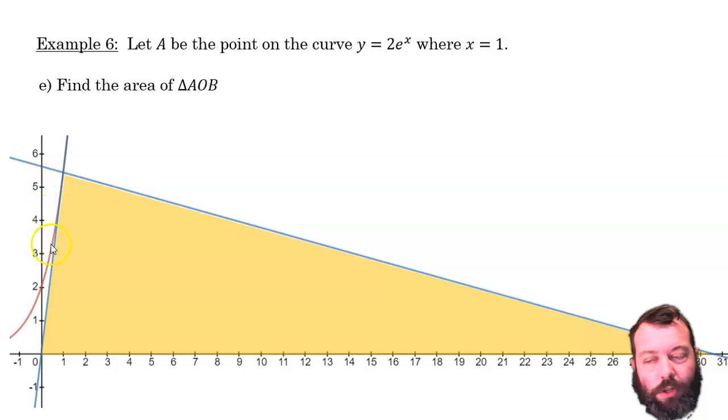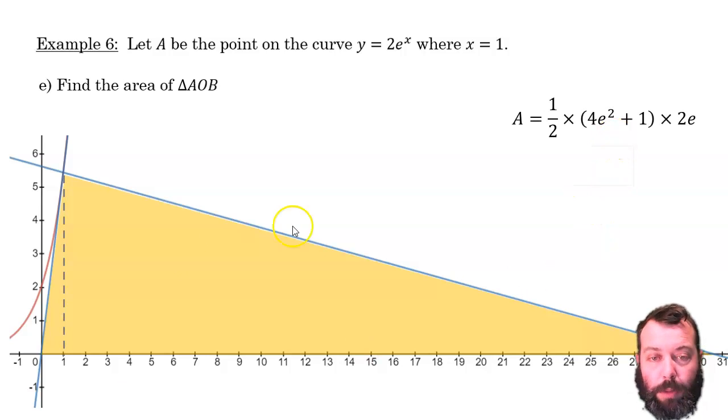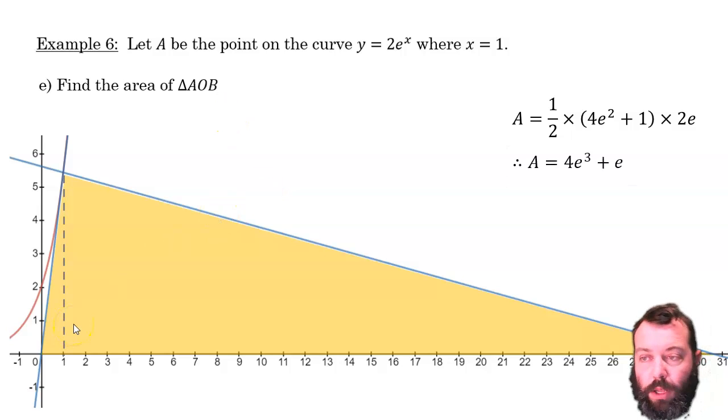Because I've got the coordinates of these points, I can really easily work out the length of the base here and the perpendicular height here. And the area is half the base times the perpendicular height. So the base is 4e squared plus 1. The perpendicular height is 2e, so half times the base times the height is 4e cubed plus e, square units if you like.